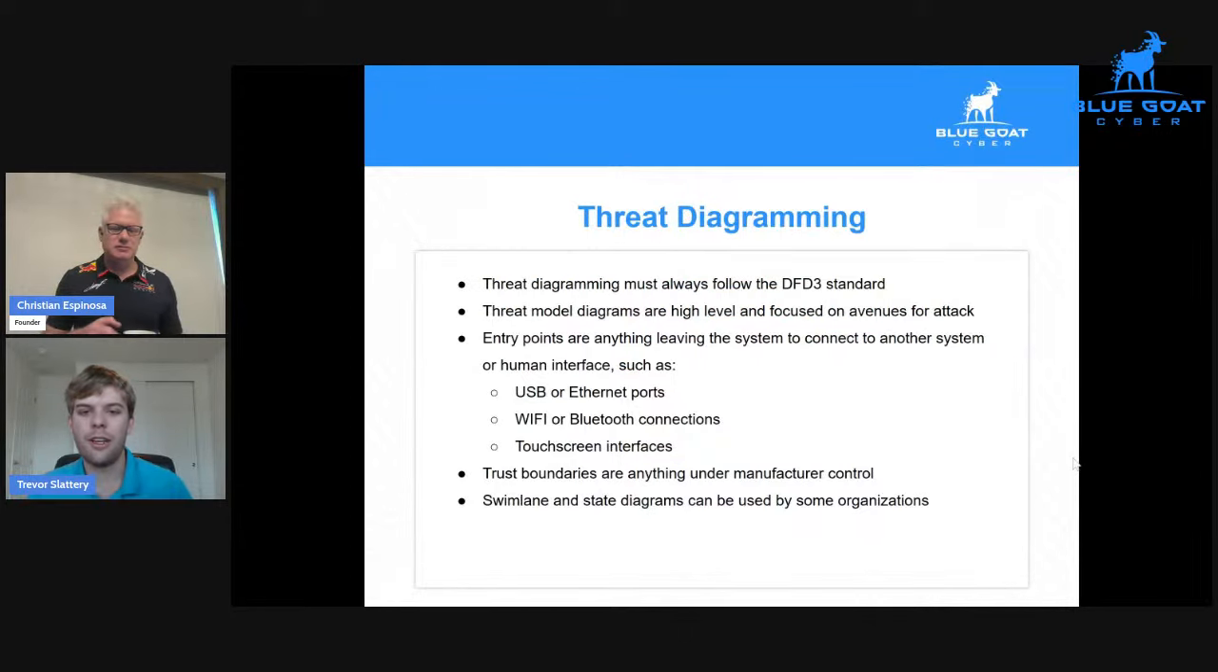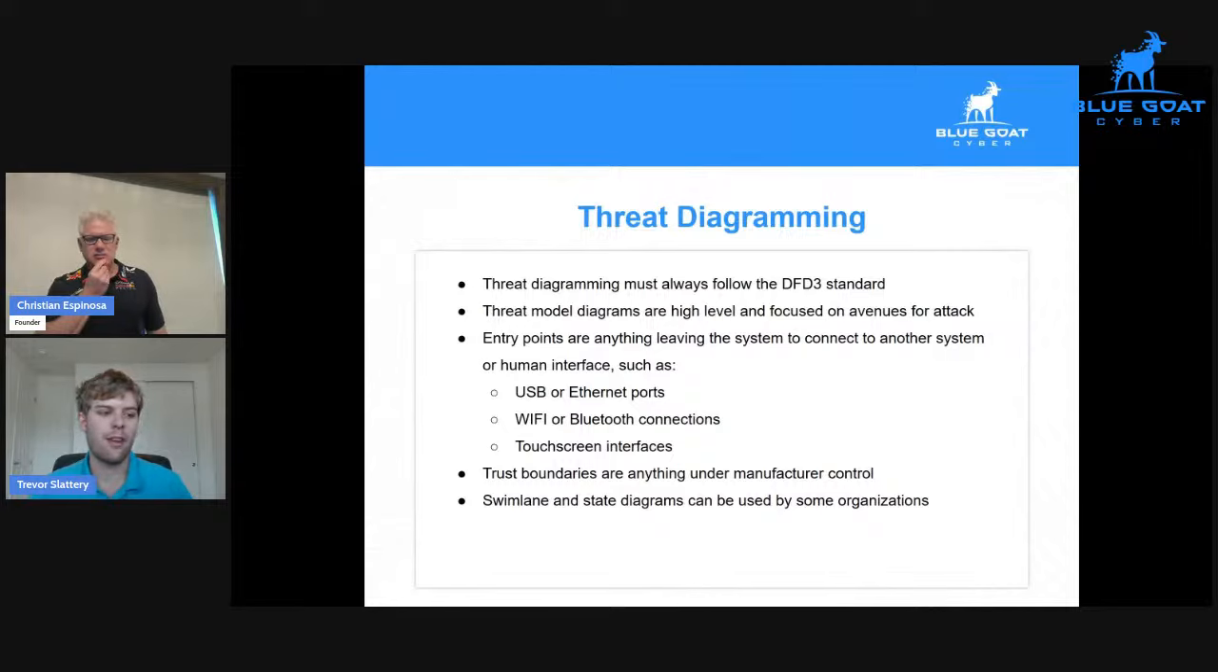All right. So when we're looking at threat modeling, the first thing that we have to do is essentially figure out what we're going to be modeling. That usually comes in the form of threat diagramming. So we're creating a diagram to represent the product that we are threat modeling and give us a more visual understanding of what can go wrong to it.